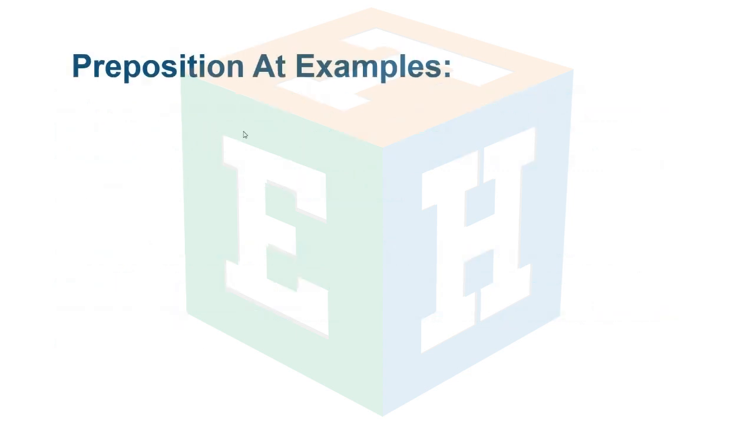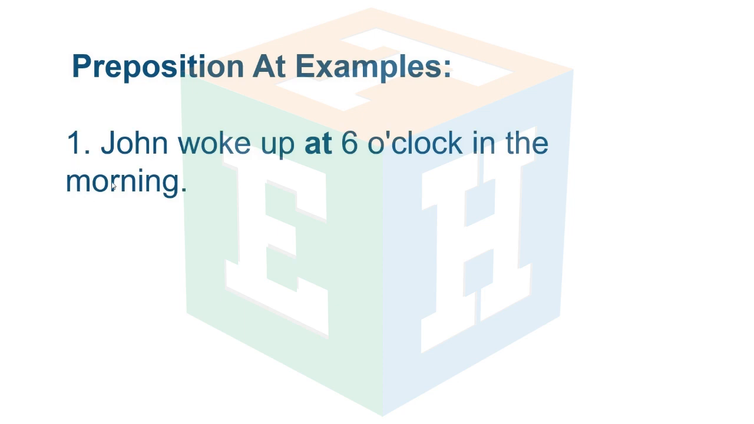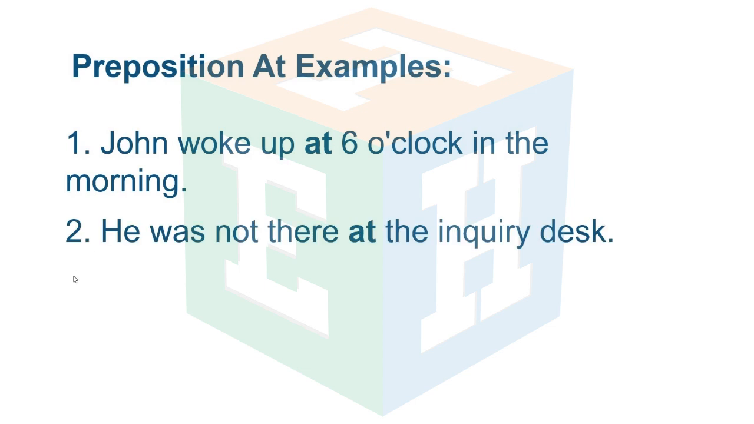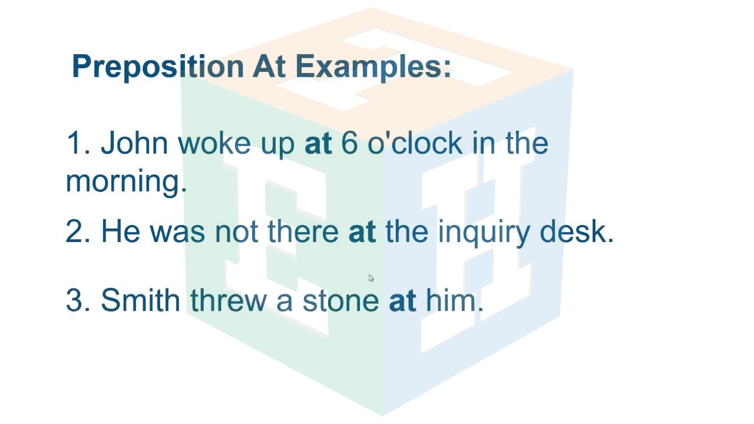Preposition at examples. Number 1, John woke up at 6 o'clock in the morning. Number 2, he was not there at the inquiry desk. 3, Smith threw a stone at him.